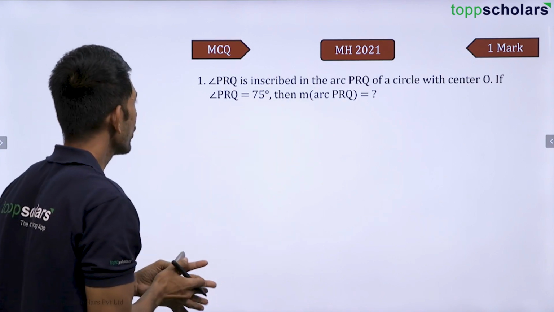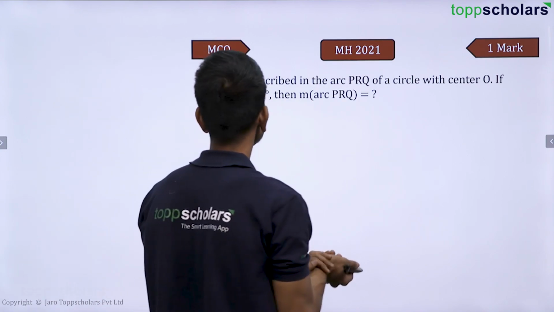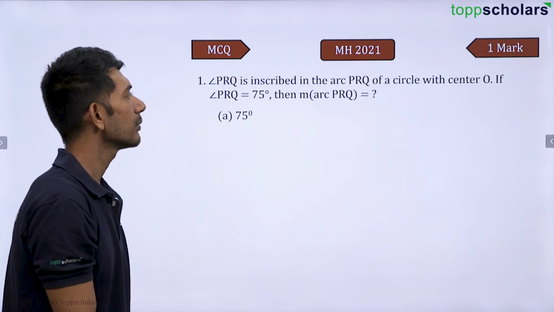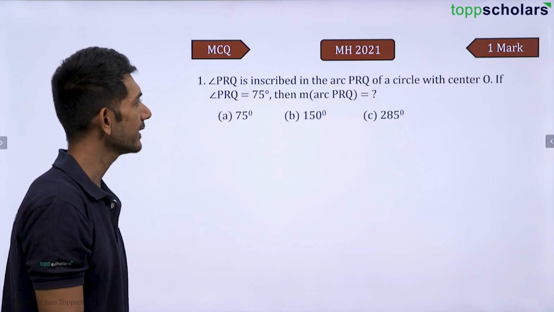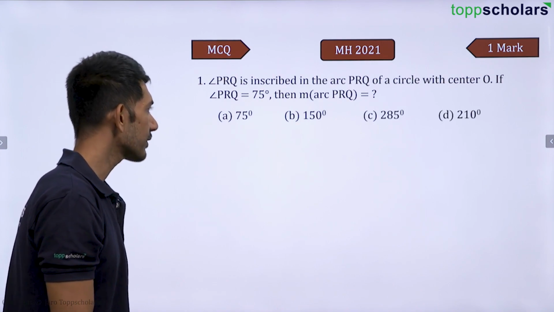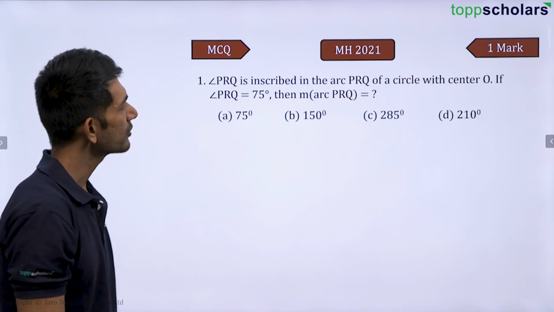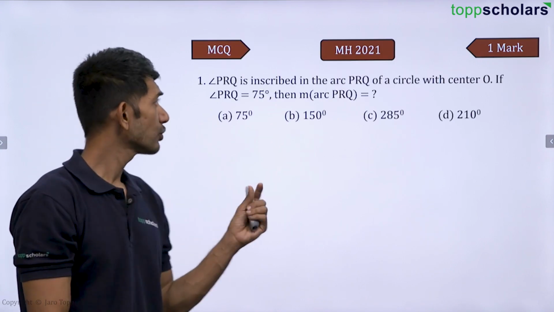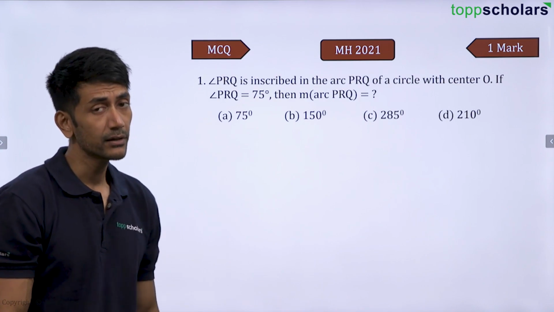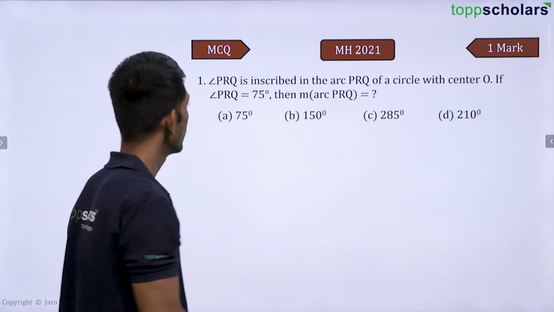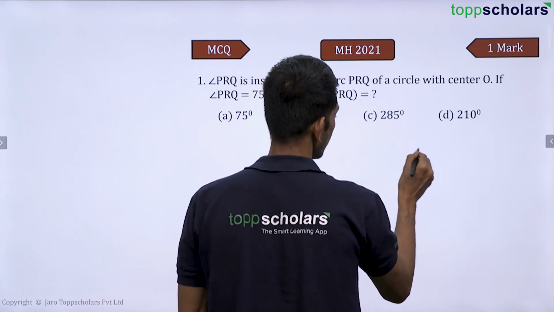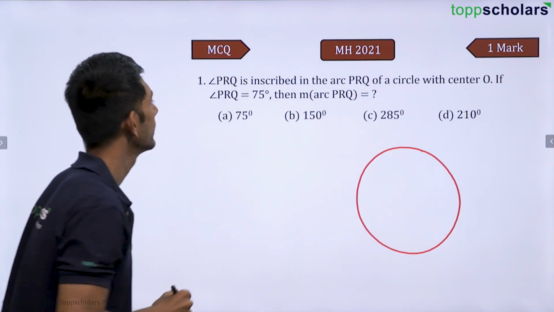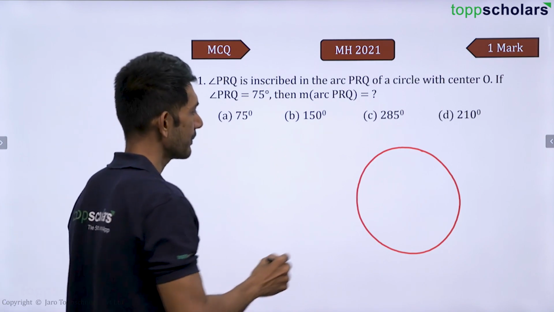So this is an MCQ based question. It's a very simple question. Angle PRQ is inscribed in the arc PRQ of a circle with center O. If PRQ is 75 degrees, then what is measure of angle PRQ? Okay, so basically they have not given the figure. So figure we need to figure out. PRQ is an inscribed angle. Now suppose we have a circle. PRQ is inscribed. So PRQ.